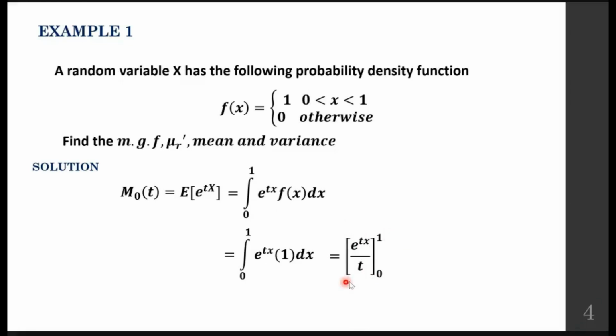Apply the upper limit, lower limit. Variable is x, so applying x as 1 and x as 0, we will get the m0 of t as e raised to t minus 1 upon t. So m0 of t is 1 upon t into e raised to t minus 1. Okay, so now we are having t in the denominator.